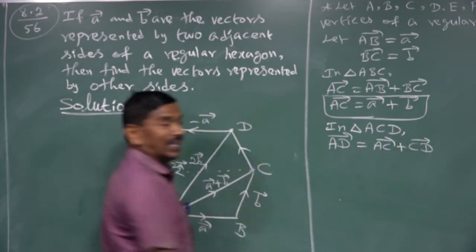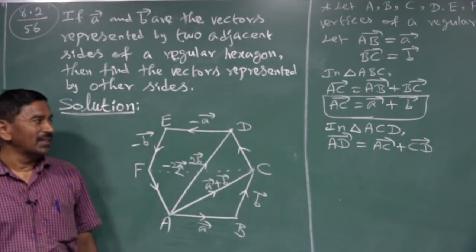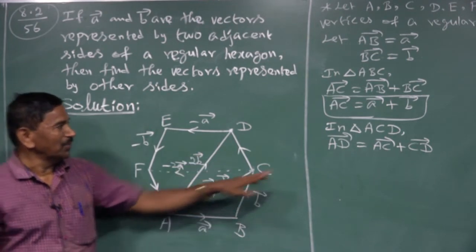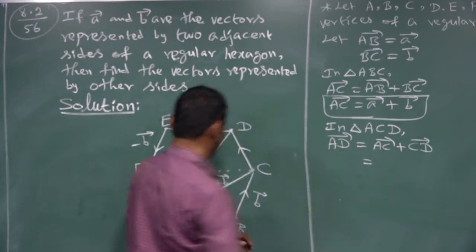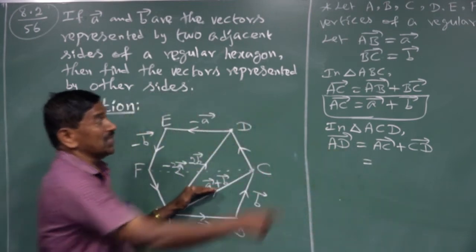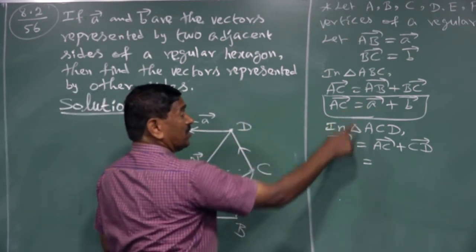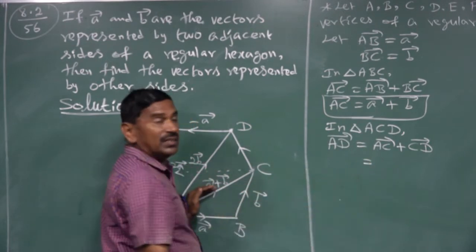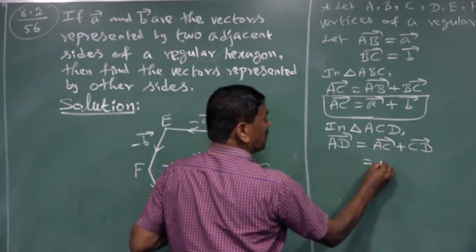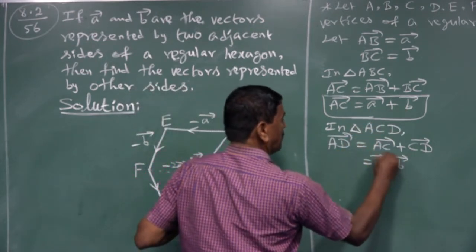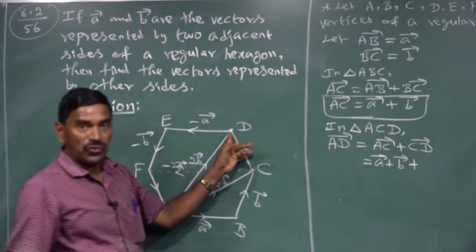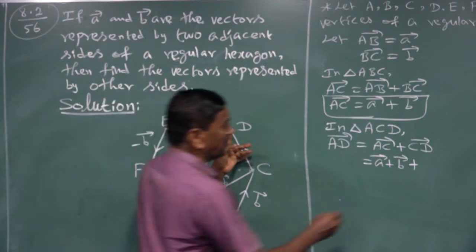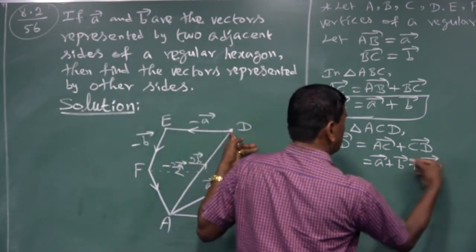Okay. Next, write it yourself. What is AC vector? Can you tell me which is equal to? AC vector, already we have the result. AC vector is equal to A vector plus B vector. Plus CD vector. CD vector we have to find. So write it yourself.